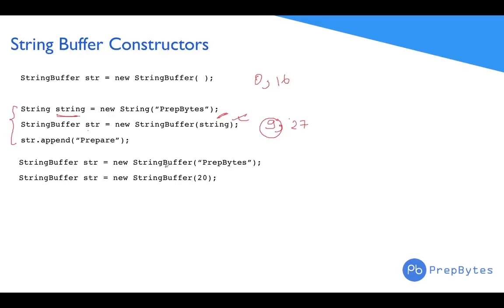Now in this case, we have a character sequence, and again using this character sequence, we are creating a StringBuffer object. So in this case, the length is 9 and the capacity is 25. Now let's say that I want my capacity to be something else. So we can give an integer while creating the object, which gives me the capacity as 20, and obviously the length is 0. So these are a few ways in which you can use StringBuffer constructors.